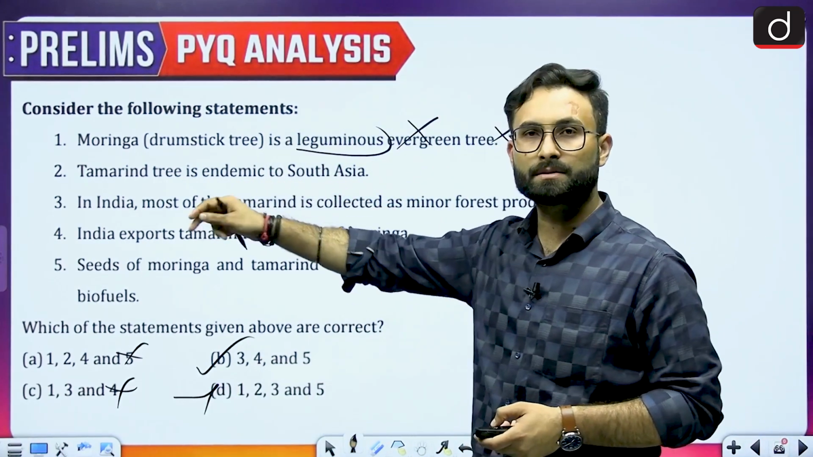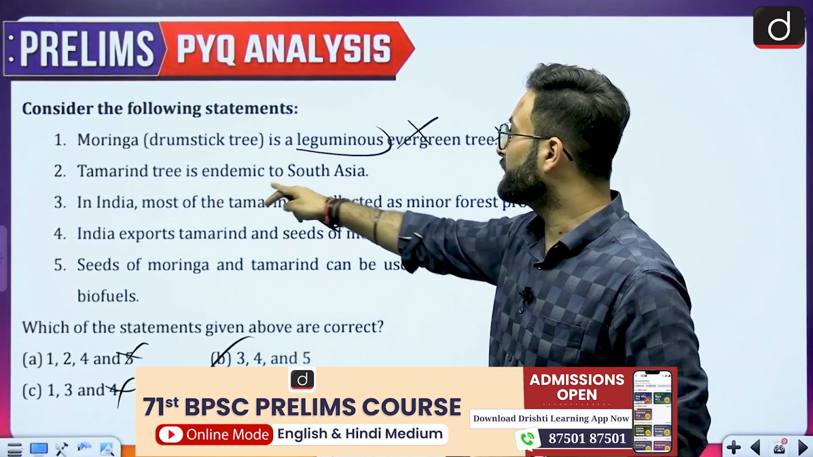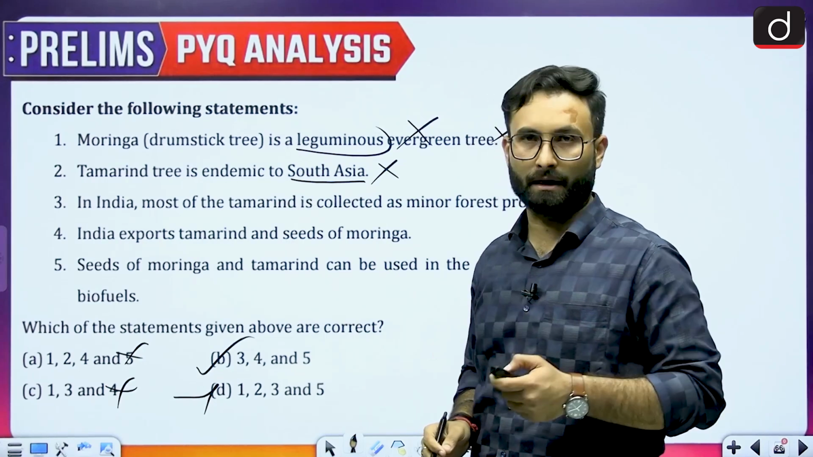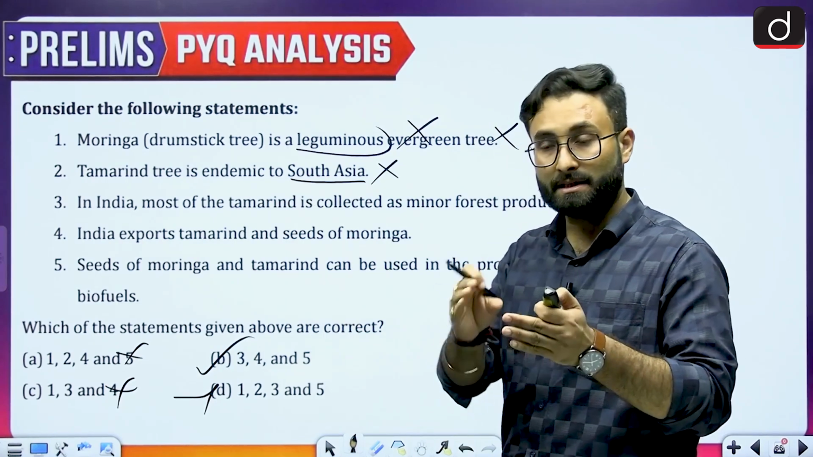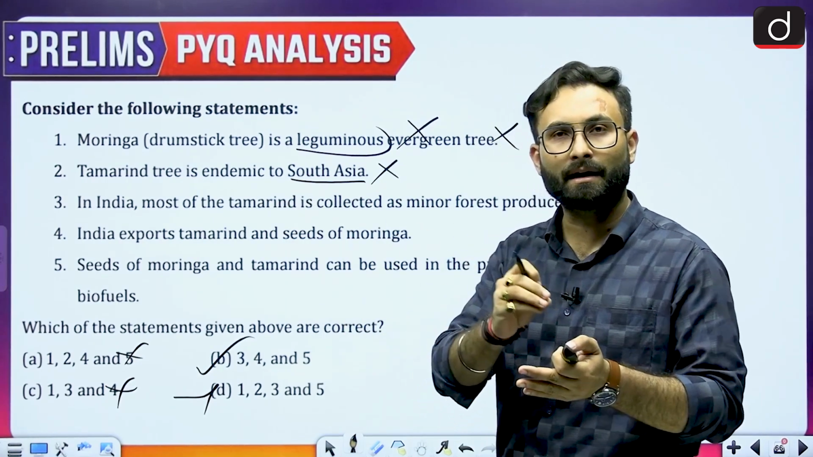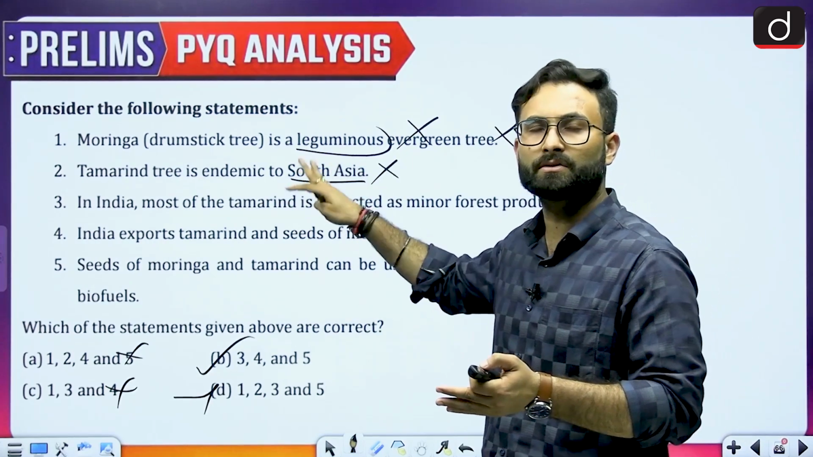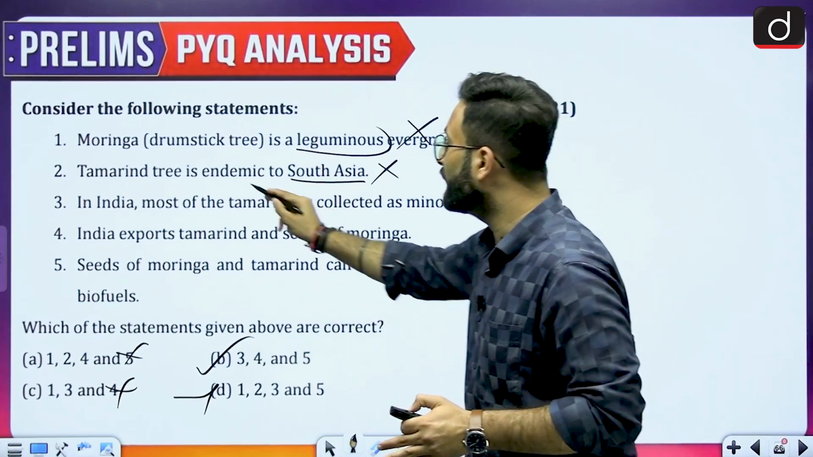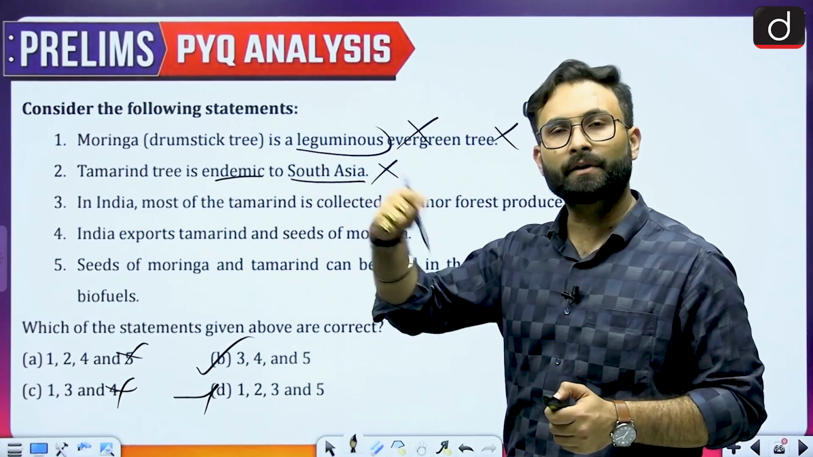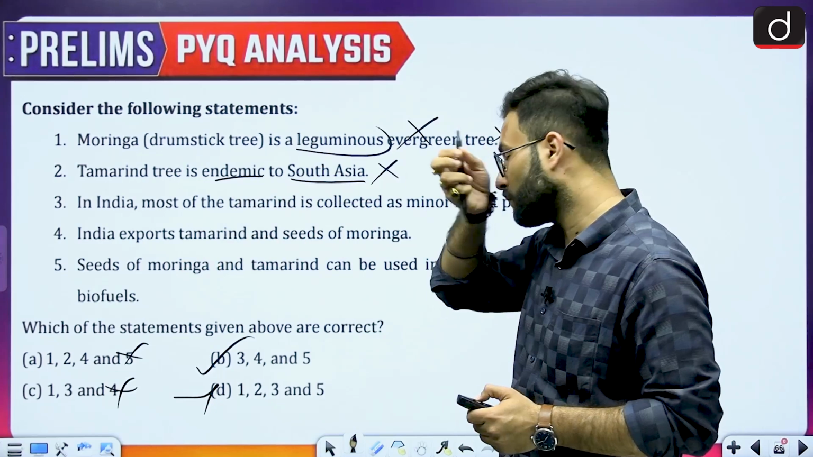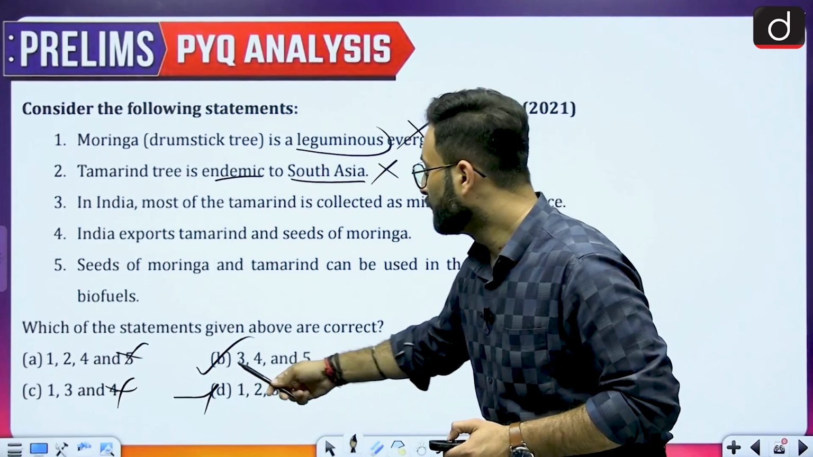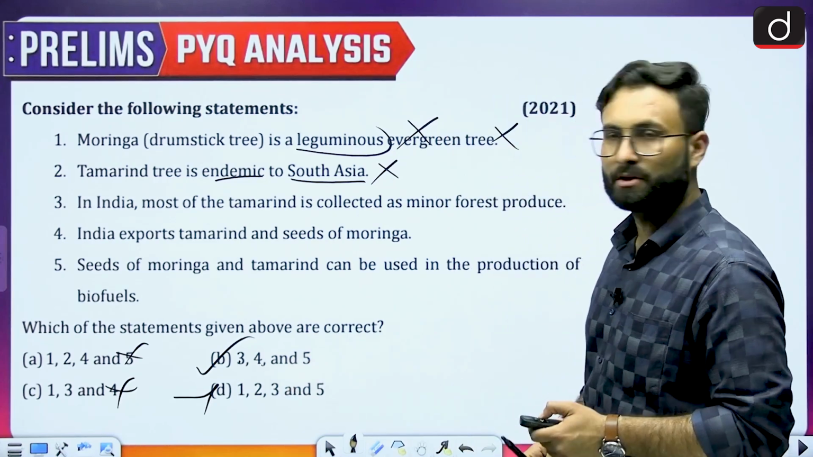Tamarind, that is basically your imli, tree is endemic to South Asia. Now this is also incorrect because it is endemic to Africa. It is native to Africa, and countries like India and other countries in South Asia like Pakistan are also growing it. So that is not endemic to South Asia, and Africa is the native place from where this particular crop has come. So statement 2 is also incorrect. So 3, 4 and 5, that is your right answer.